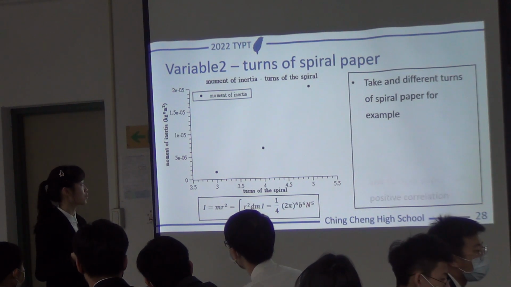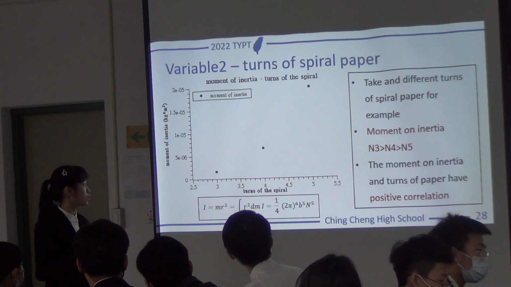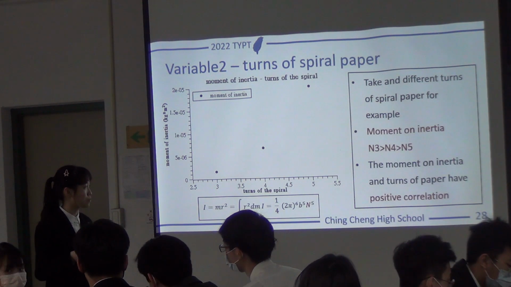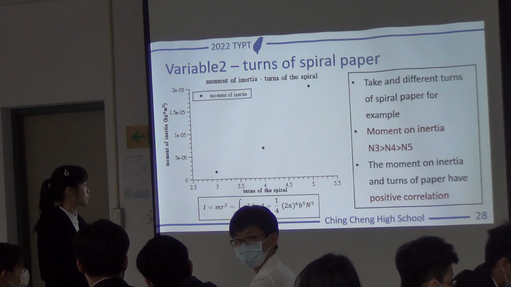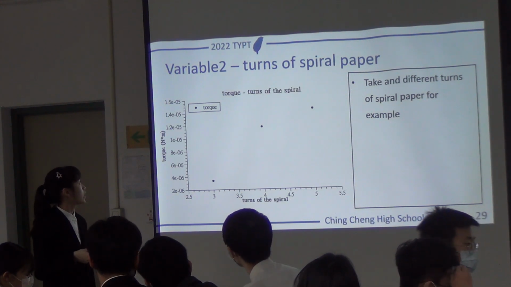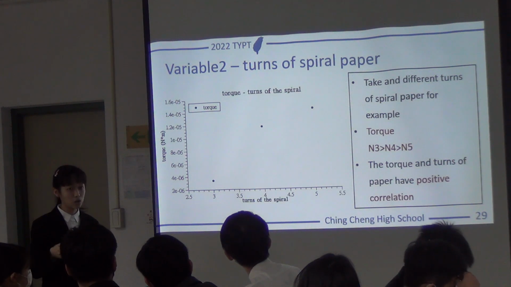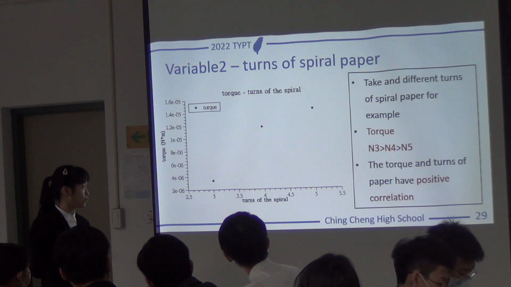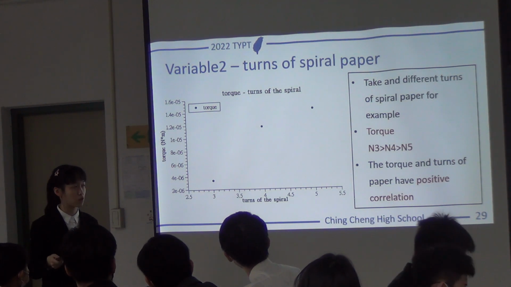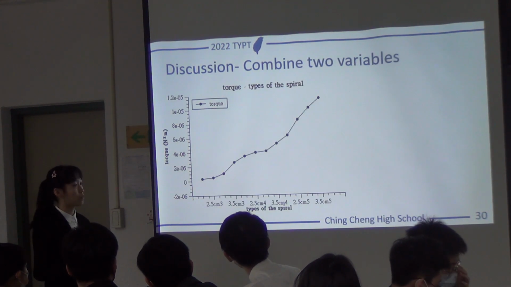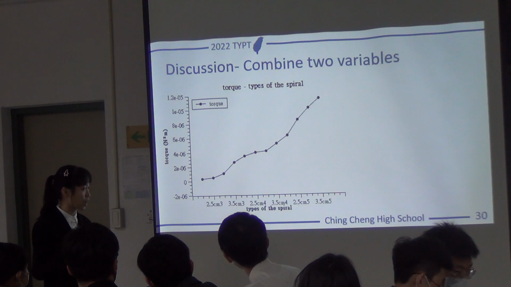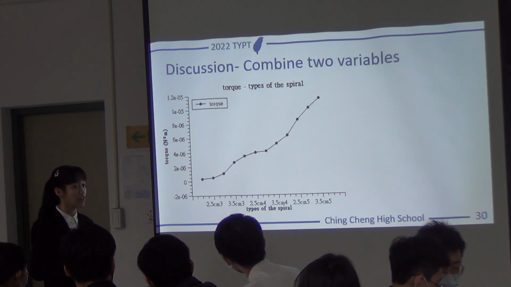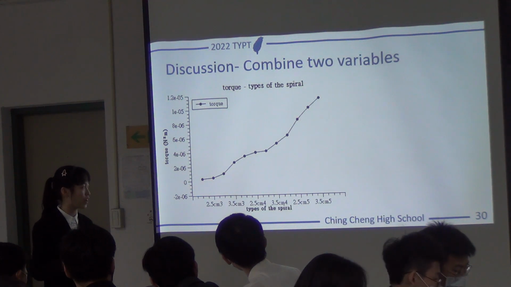For the moment of inertia, we found out that it also has positive correlation with the turns of paper. And finally, the torque will also get bigger when the turns of the spiral get bigger. So we prove again that they also have positive correlation. And we combine the 6 types of spiral that we have done, and we found out that the spiral with 3.5 centimeters width and 5 turns will get the biggest torque.